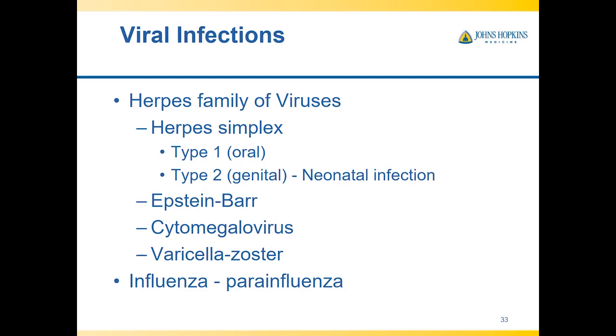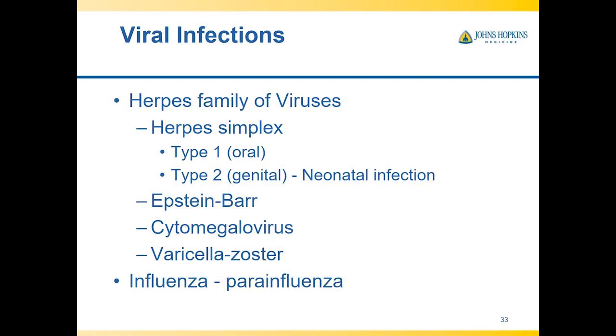Let us move on to viral infections. Obviously, a lot of viruses can cause CNS involvement. The herpes family of viruses is often the more common source of infection of the CNS, and herpes simplex viruses, Epstein-Barr viruses, CMV, varicella zoster. We know of the multiple other equine encephalitis, the influenza, parainfluenza viral infections.